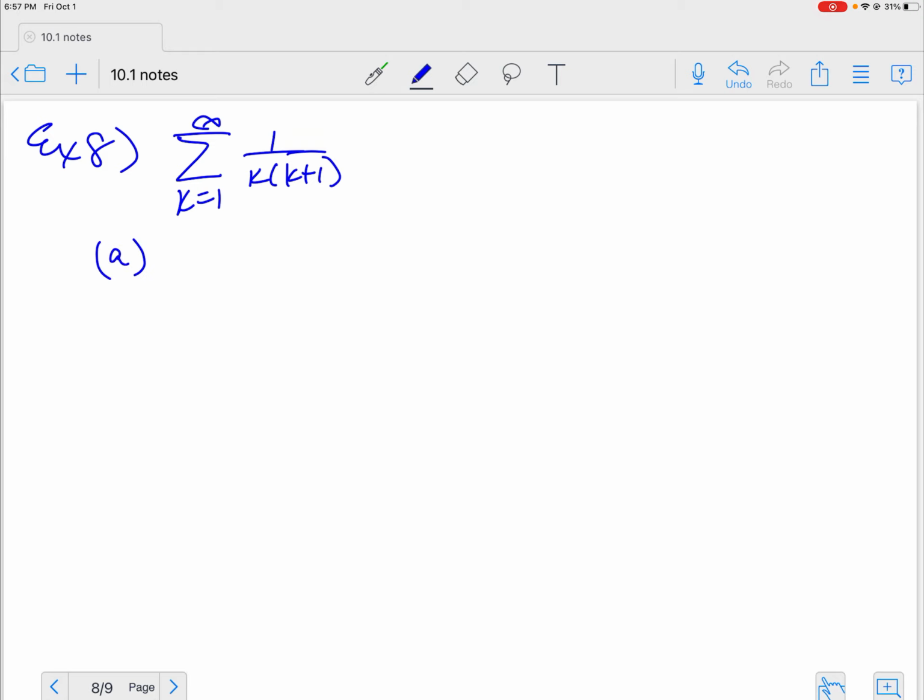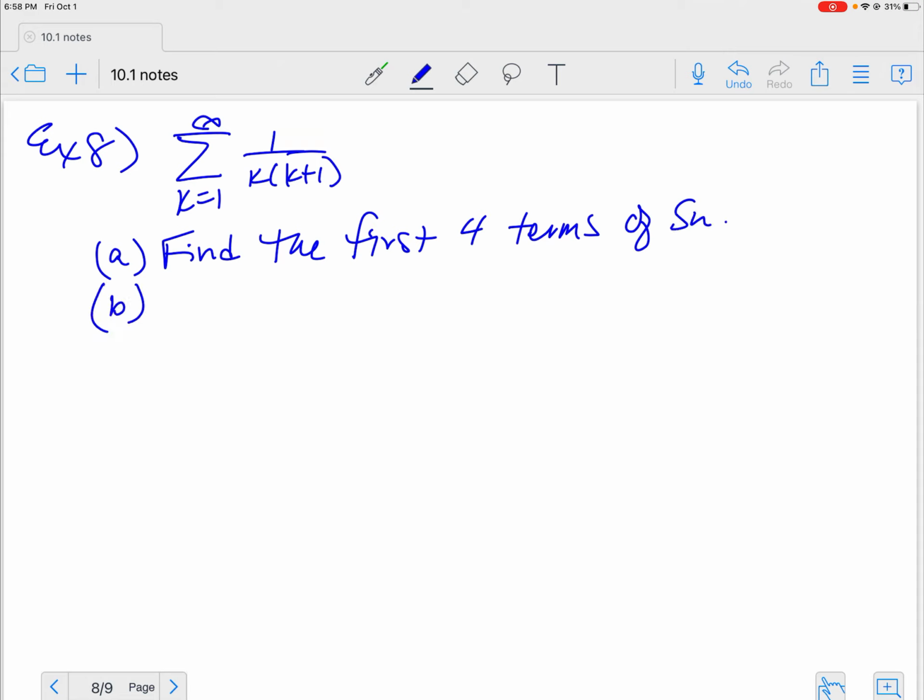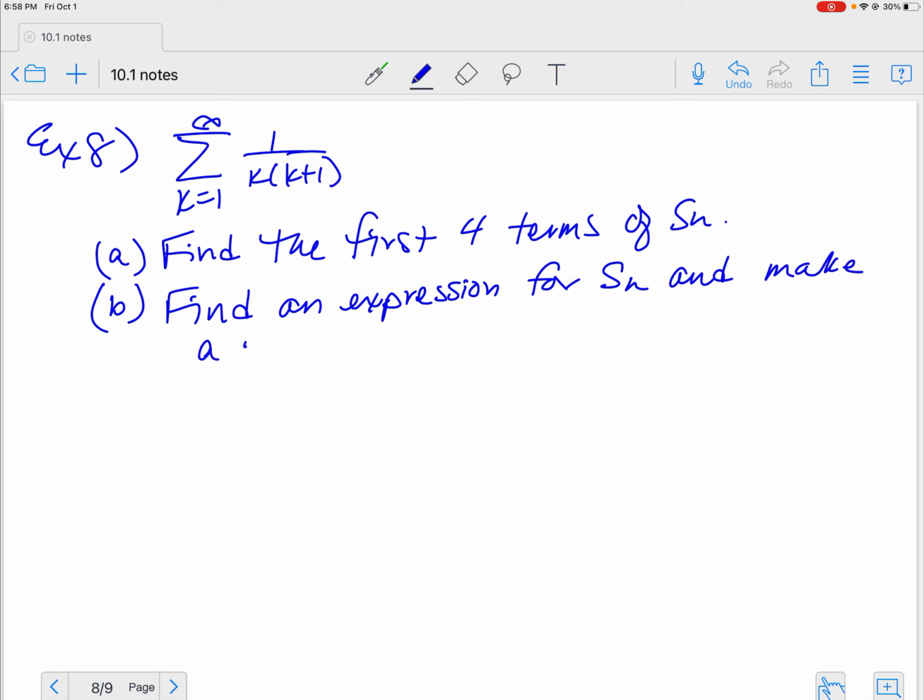Part A is find the first four terms of S sub n. Once I get those terms, then we're going to find an expression for S sub n and make a conjecture. All right, so when we make a conjecture, that's where we're saying, oh, this is what we think is going to happen, right? That's all that means.